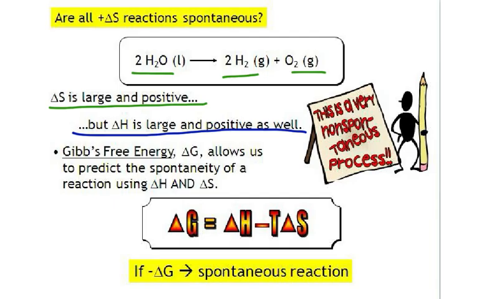The thing that allows us to go back and forth between the change in entropy and the change in enthalpy, or delta H, is Gibbs free energy, another delta. Gibbs free energy allows us to predict the spontaneity of a reaction. The equation is delta G equals delta H, the heat of the reaction, minus temperature in Kelvin times delta S. If you end up with a negative delta G value, it was a spontaneous reaction. The reaction actually occurs.